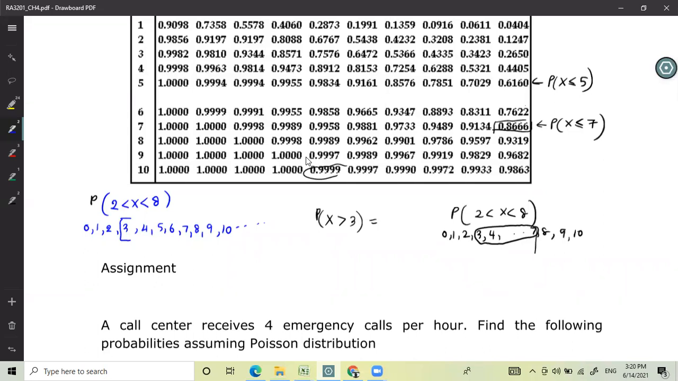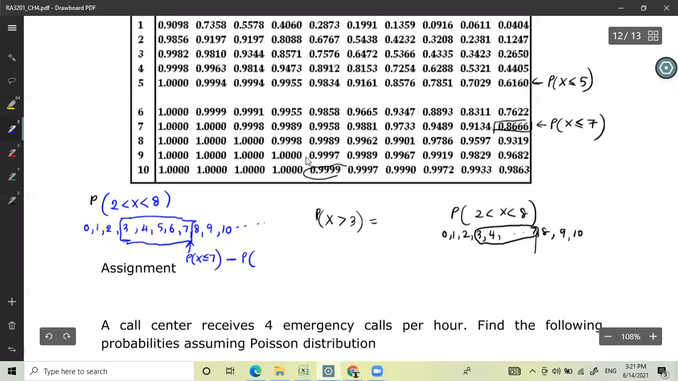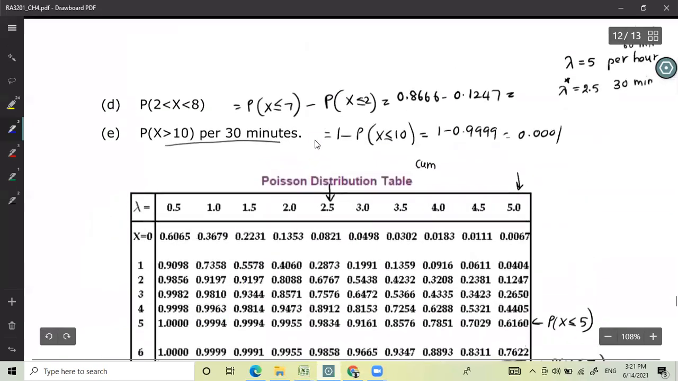Less than 8, but 8 not included, so it is up to 7. So you need the values from 3 to 7. Less than 8 means less than or equal to 7. Greater than 2 means starting from 3 and up. Therefore, what you need is only 3 up to 7: 3, 4, 5, 6, 7. So you have to read up to 7 and then subtract the unnecessary part. The unnecessary part starts at 2. Okay, so that is what we did.